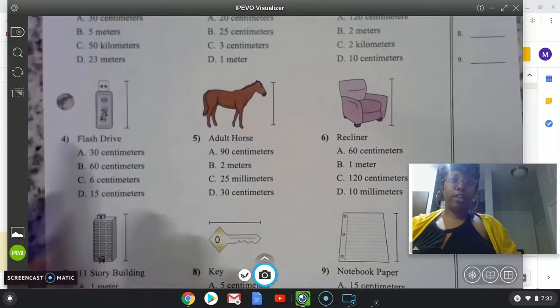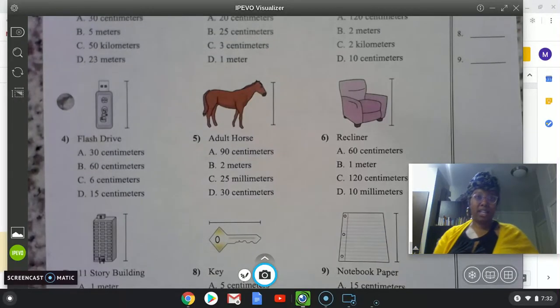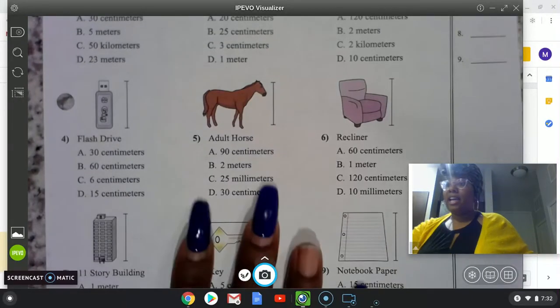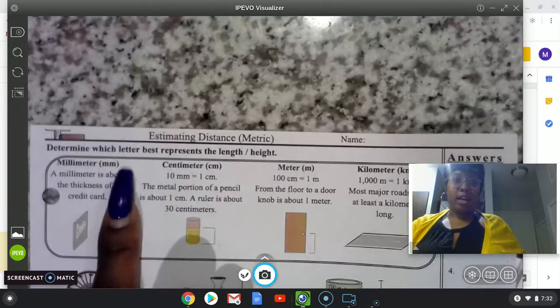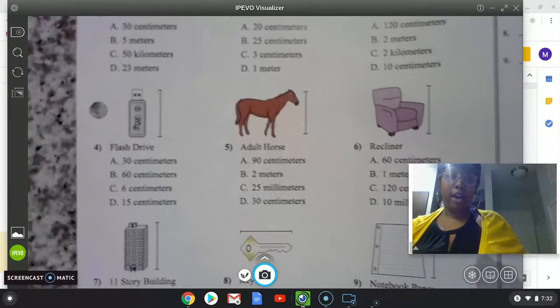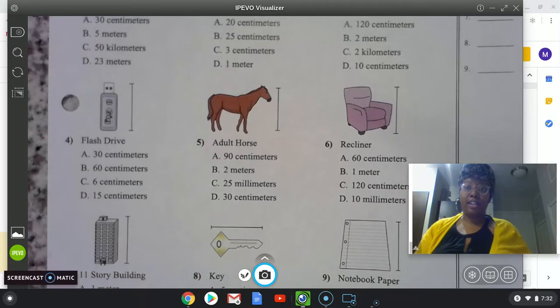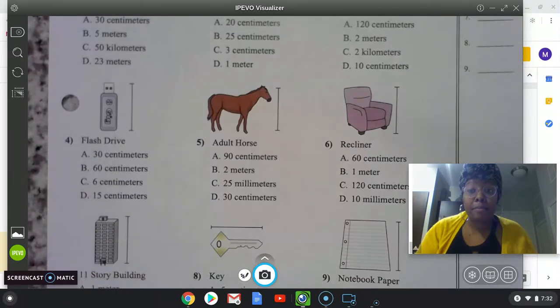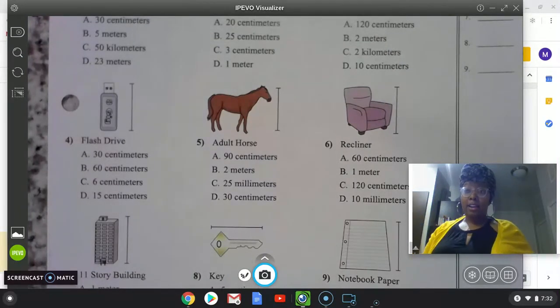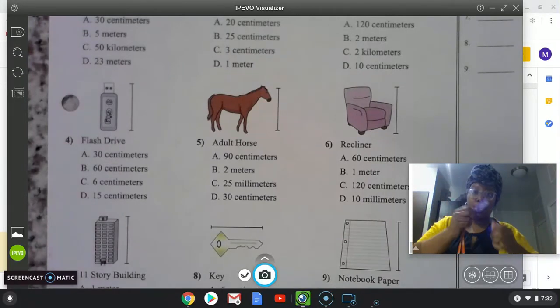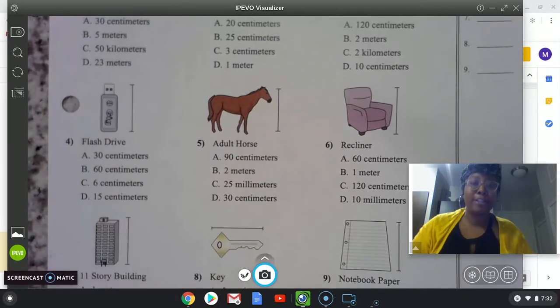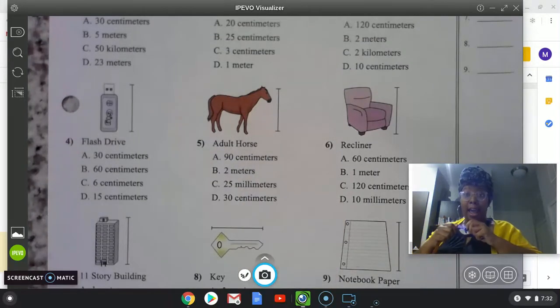We're going to do number 4 together so I can show you my process of thinking when I'm doing this. The directions are: determine which letter best represents the length or the height. This I know is a flash drive. That's the one I'm doing. When you're doing this, if you have the item in your house, I suggest that you go get it so that you can see it. If we were in school, I would put out anything on these papers that I had so that you could observe them, so that you could look at them, okay?